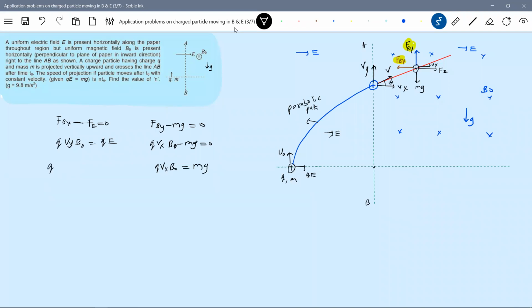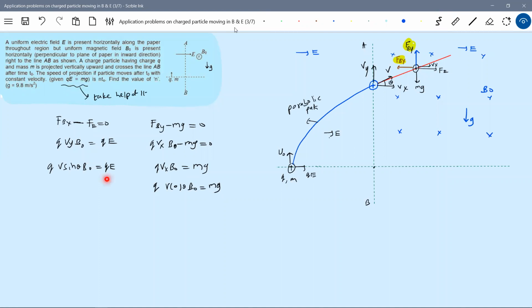What is Vy equal to? Vy equal to V sine theta. What is Vx equal to? V cos theta. Then what is the given thing? Look at this. Take help of it. All of you look at this part.